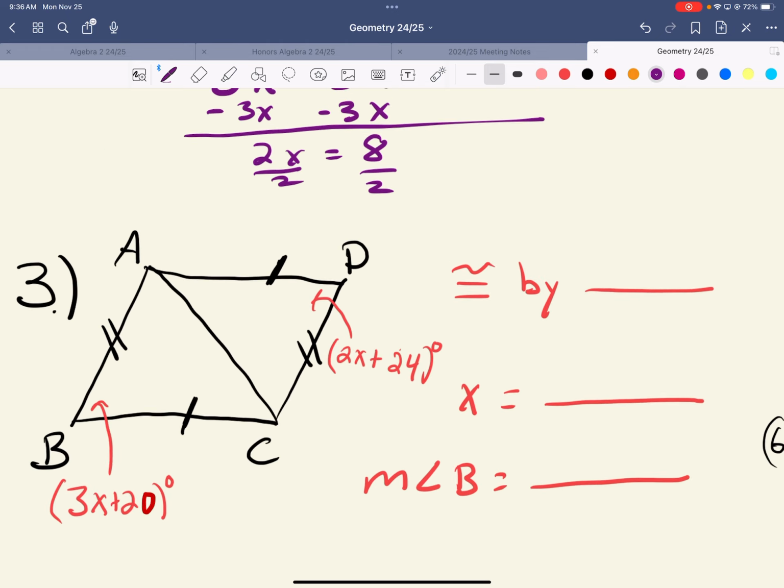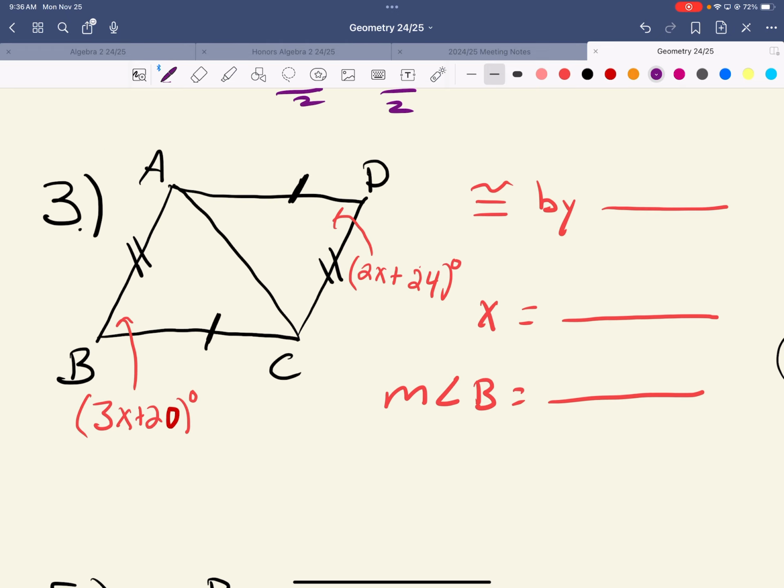2 more. I'm going to have you do the next 2 by yourselves. Give you about a minute and a half to go ahead and figure out why those are congruent to each other, what's the value of x, and then find the measure of angle B. Go.